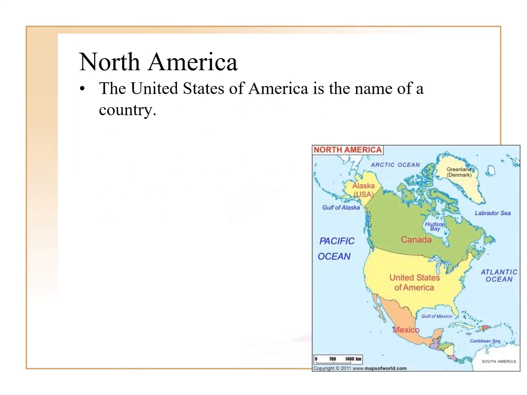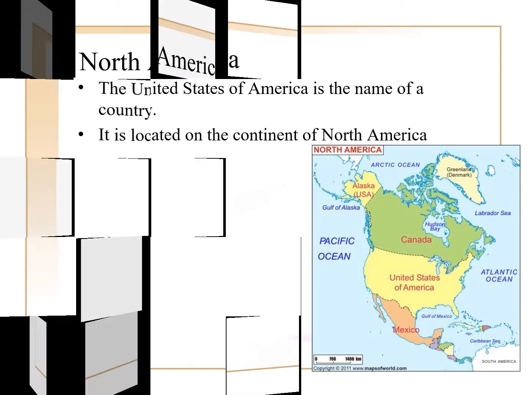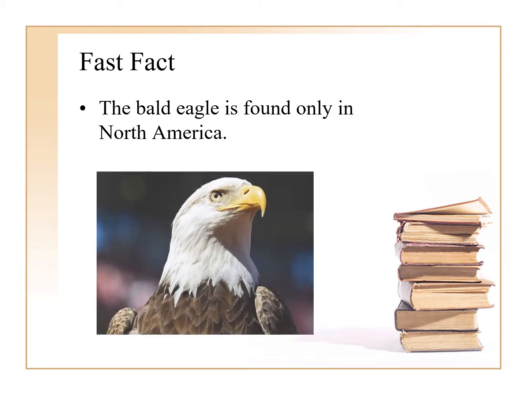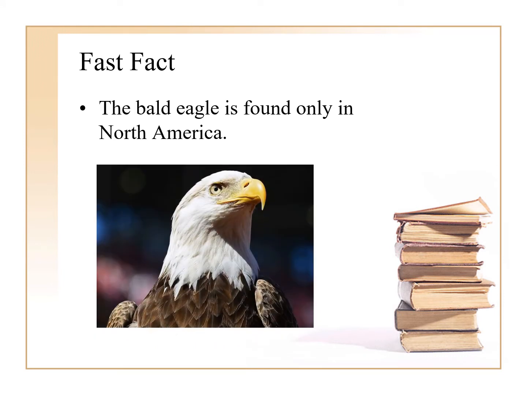So, the United States of America is the name of a country. It is located in the continent of North America. Here's a fast fact. Look at this picture. It's a picture of a bird. The name of this bird is bald eagle. It is the national bird of North America. And apparently, this bald eagle is found only in North America.